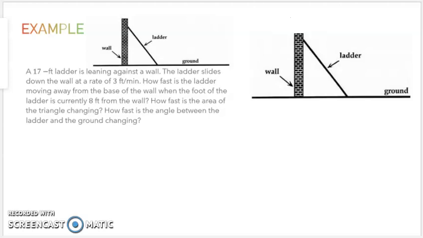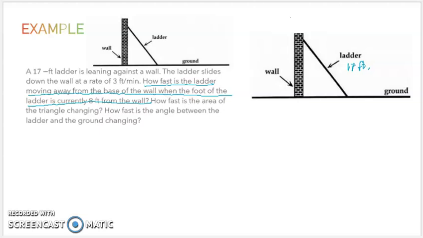So to answer our first question, how fast is the ladder moving away from the base of the wall when the foot of the ladder is currently 8 feet from the wall? Let us use this illustration here at the right. So let's plug in the given. We have 17 feet as the length of the ladder. So this is 17 feet.